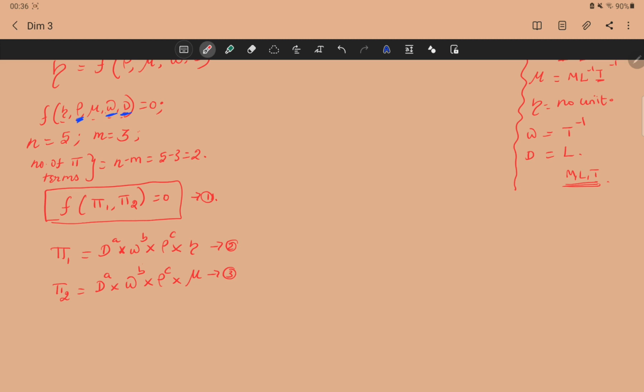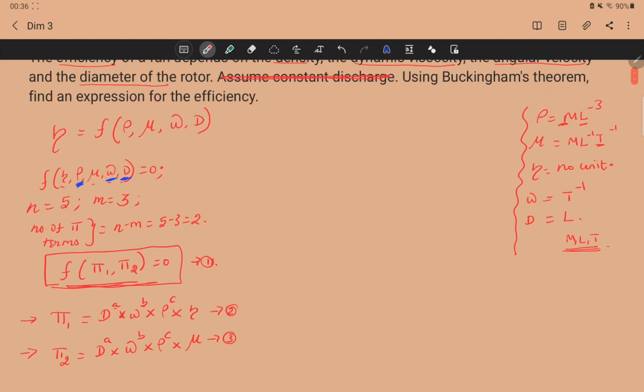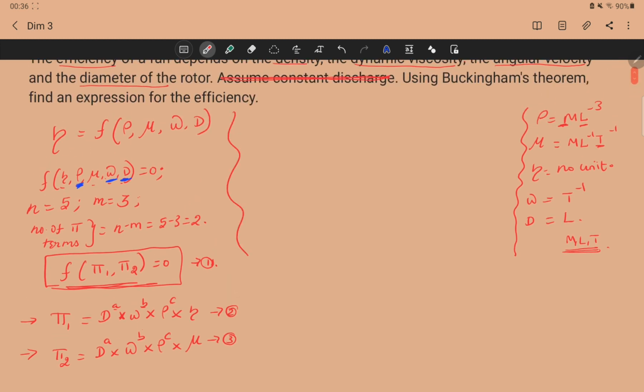Now, if you remember, for each of the pi terms, pi 1 and pi 2, we have to find these values a, b and c. That is all that we have to do. If we can find them, we'll have two equations and we can substitute them in equation 1. So let us find the values for pi 1 and pi 2.